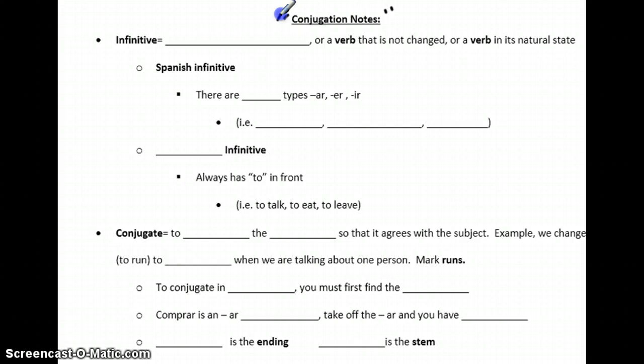First key word that we're going to learn is infinitive. And that's an English word, and in Spanish it's called infinitivo. Here we're going to deal with infinitive. And what is an infinitive? It is a non-conjugated verb. That should say verb right there. I'm running out of room. A non-conjugated verb, or a verb that is not changed, or a verb in its natural state.